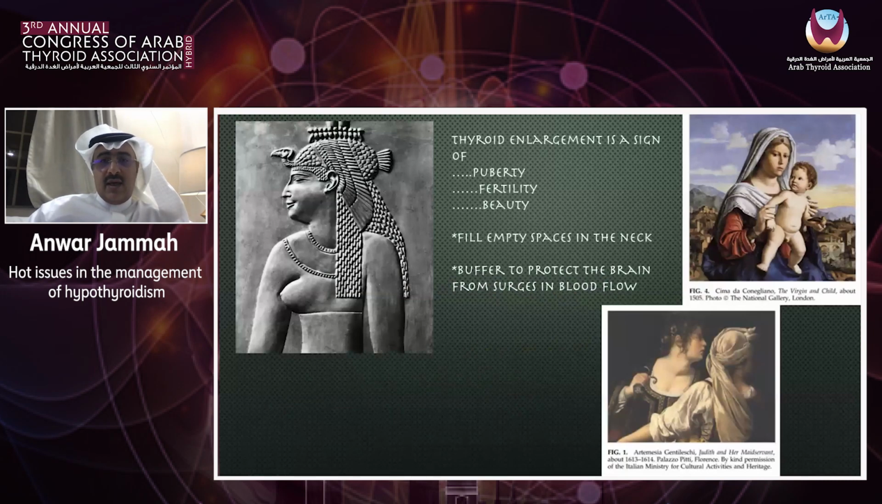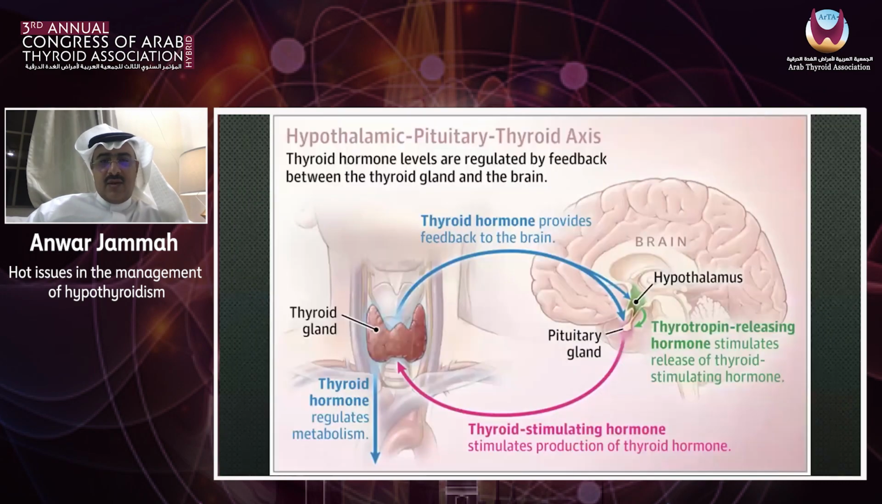So, the thyroid in history has had many aspects. People thought that thyroid enlargement, or goiter, was a sign of puberty, fertility, or beauty. Some people thought it was only an organ to fill the space in the neck. Over the years, we discovered that the thyroid has a function, and it is one of the most important endocrine organs we have.